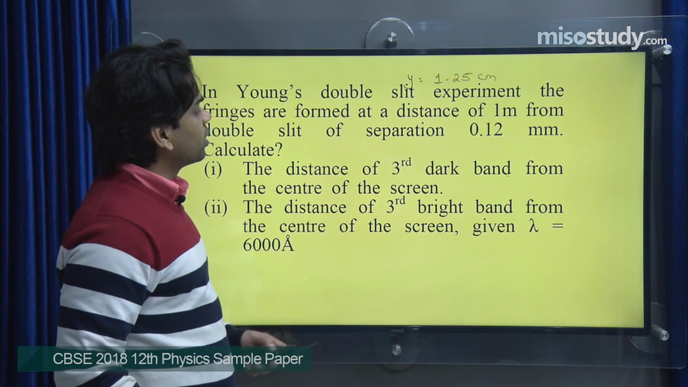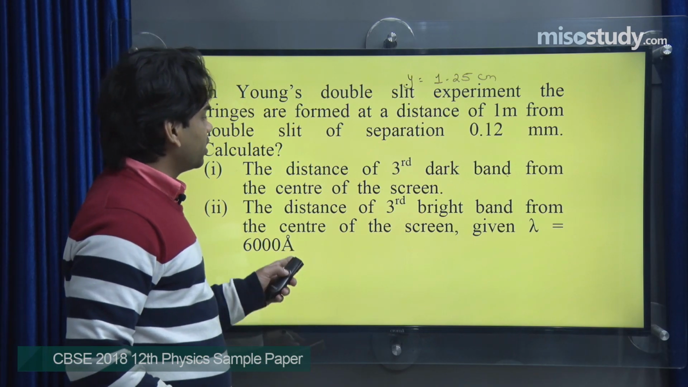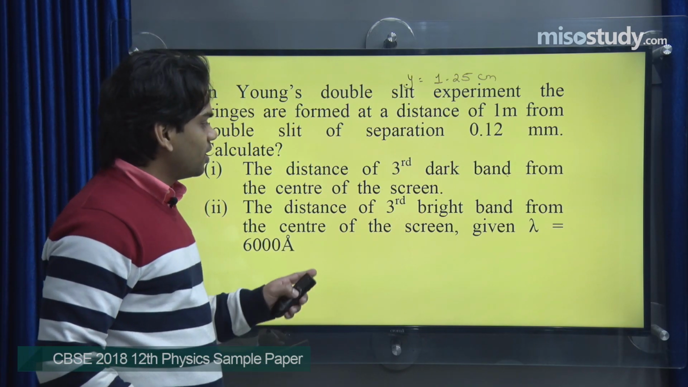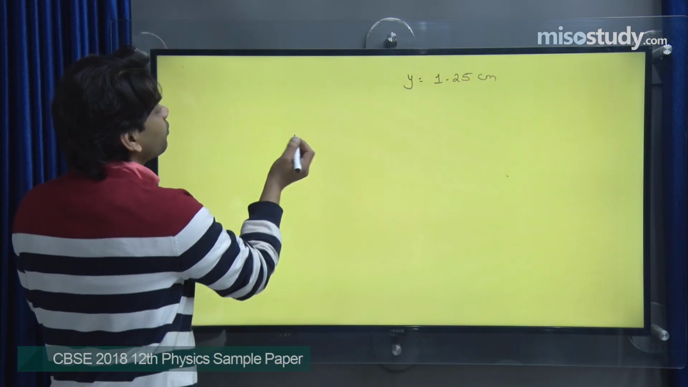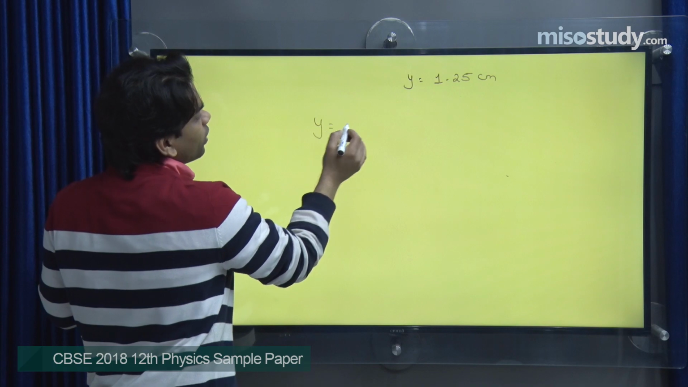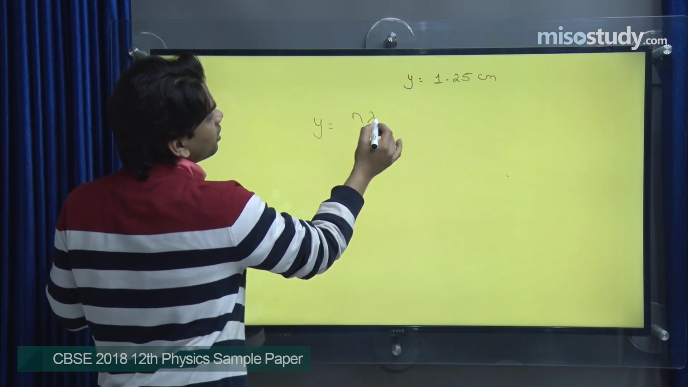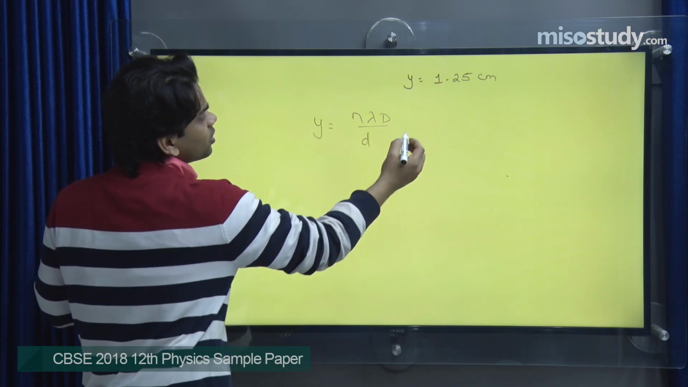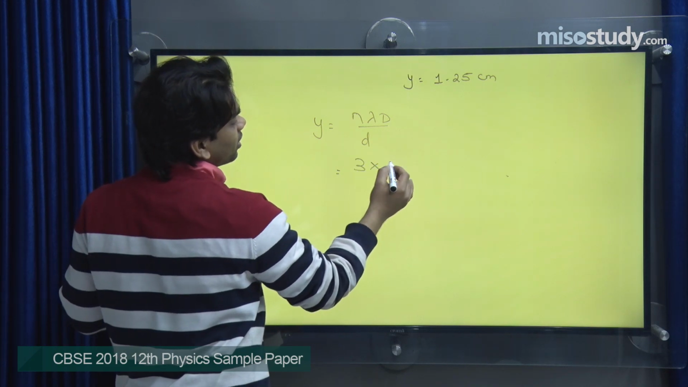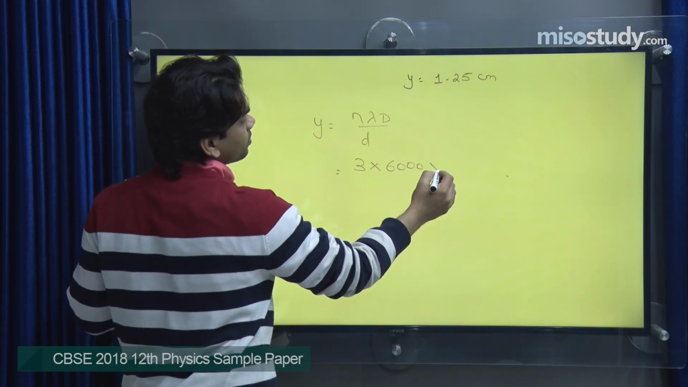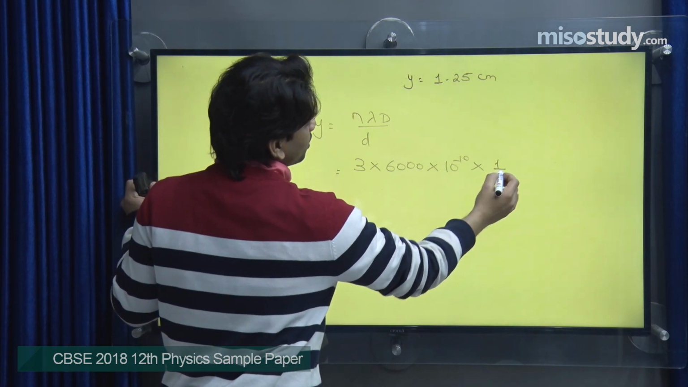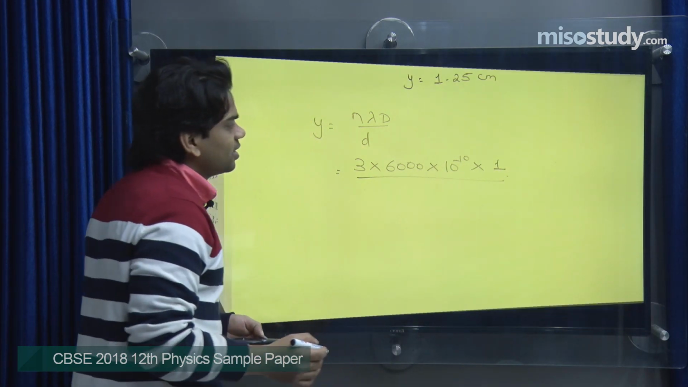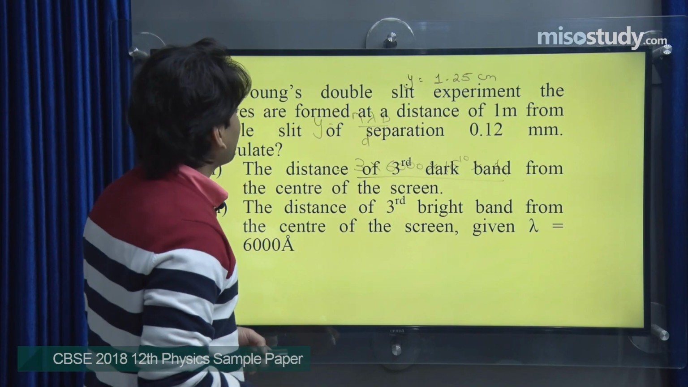Second part, the distance of the third bright band from the center of the screen, given lambda is equal to 6000 angstrom. For the third bright band, the only thing we have to change is the formula. So y will become n lambda D by d. This will come out with n value kept at 3, lambda 6000 into 10 to power minus 10, and capital D that is given as 1, upon small d. You can see here small d is given as 0.2 mm.